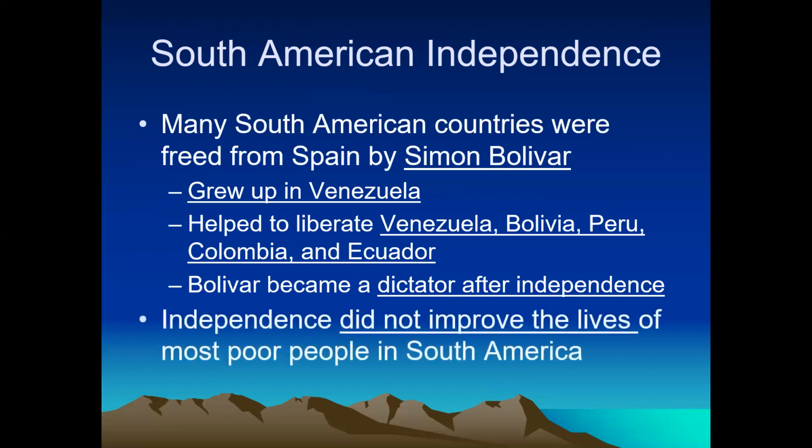And just like in Mexico, unfortunately, independence does not improve the lives of most poor people in South America. And slavery will last after independence in most of these countries as well. I want to give a big shout out to Mexico. They outlawed slavery right away, and they were a much freer place than the United States for a long time. But I want to give a very negative shout out to Brazil, who kept slavery until 1888.